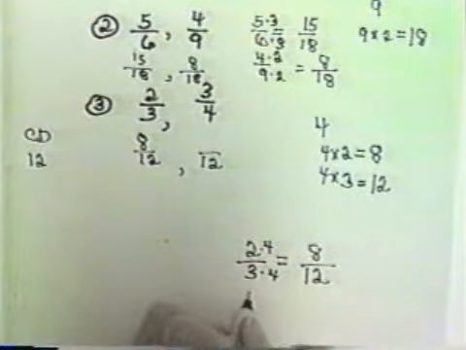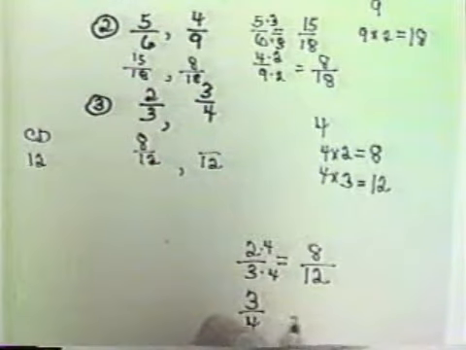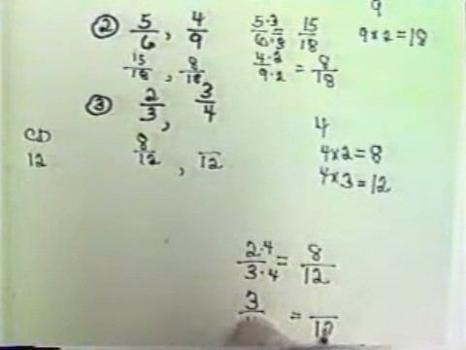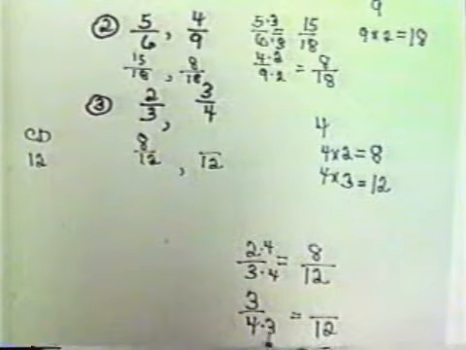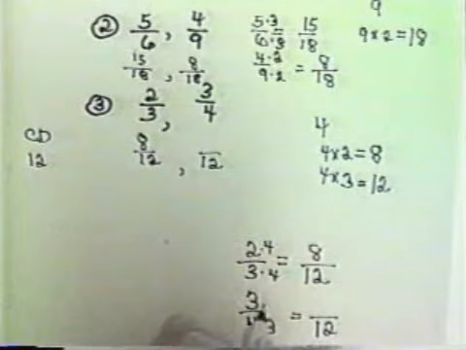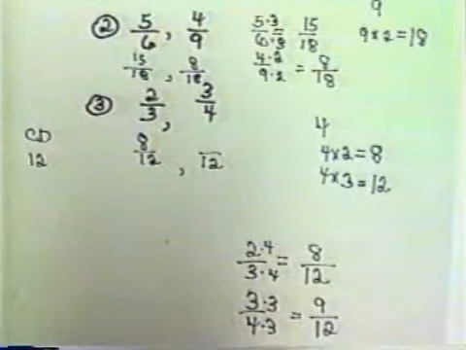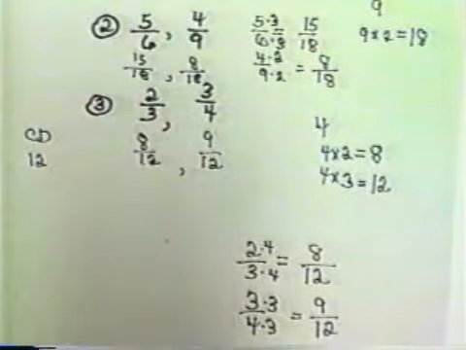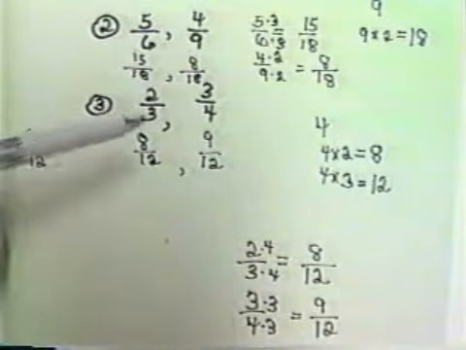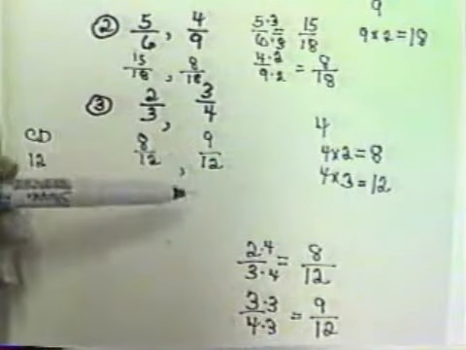And then for the 3/4, I want to turn it into 12ths. So I'd have to decide what do I have to multiply the 4 by here to get 12ths. That would be 3. I multiply this one by 3, I have to multiply the numerator by 3 too to keep it equivalent. That would give me 9/12. So 3/4 turned into 9/12. So 2/3 and 3/4 could be turned into 8/12 and 9/12.